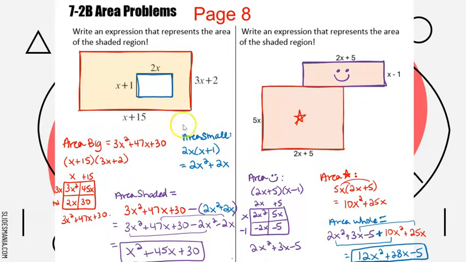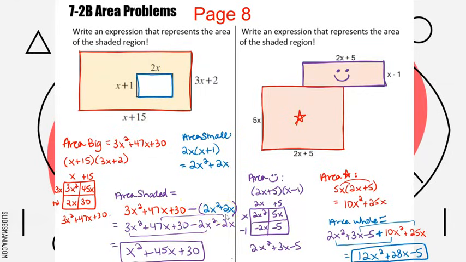Then I have to find the area of the small rectangle, which the dimensions of the small rectangle are 2x and x plus 1. So I multiply those together, and in this case we could use distribution or a box, but we end up getting 2x squared plus 2x. In order to find the area of the shaded region, I need to take the area of the big rectangle minus the area of the small rectangle.